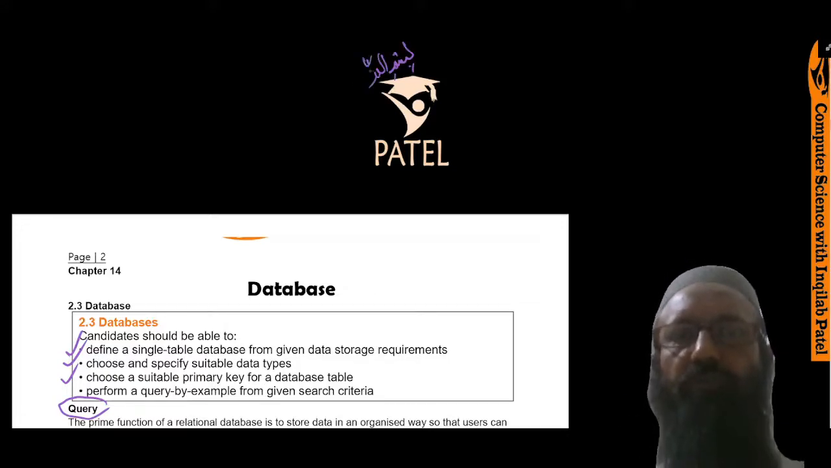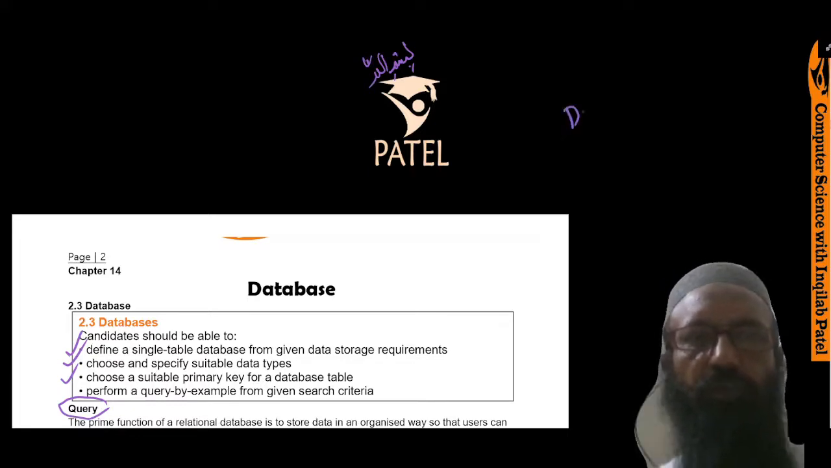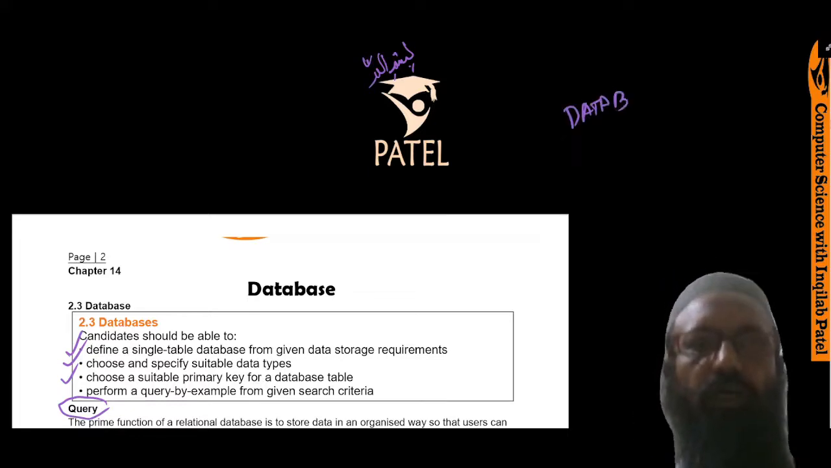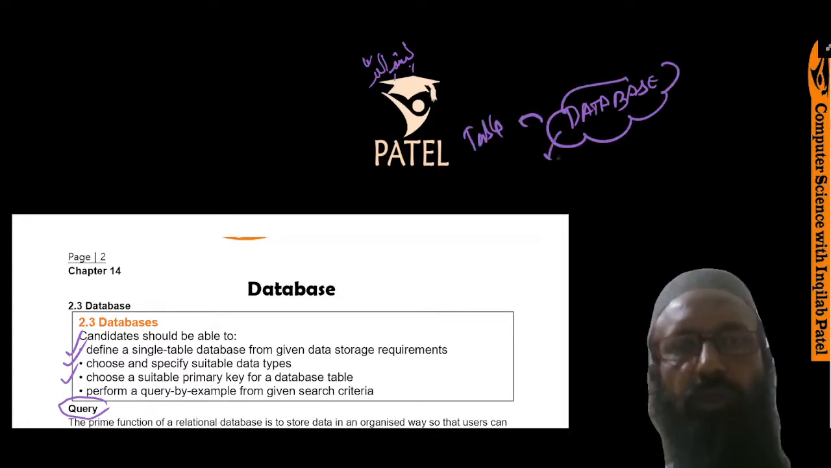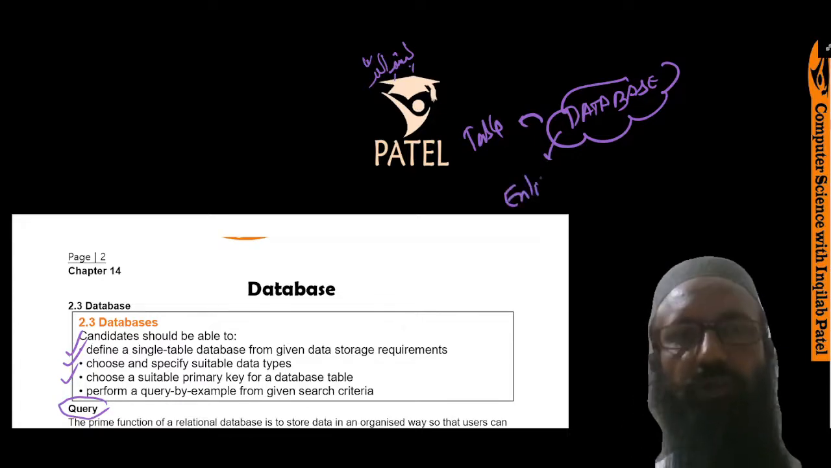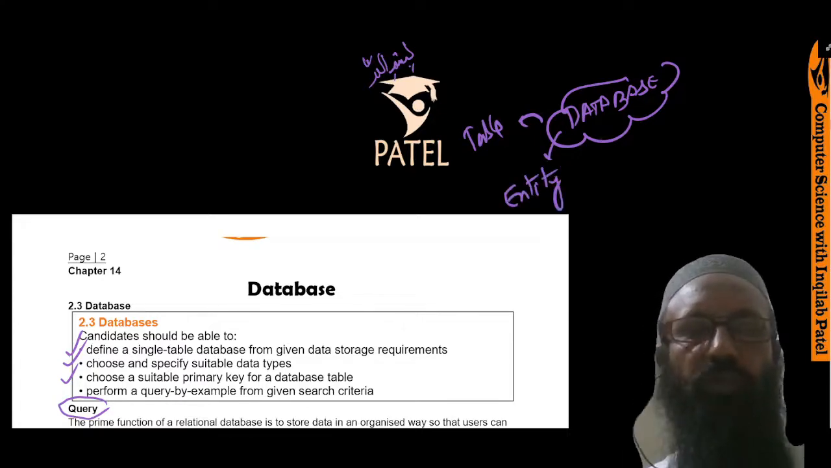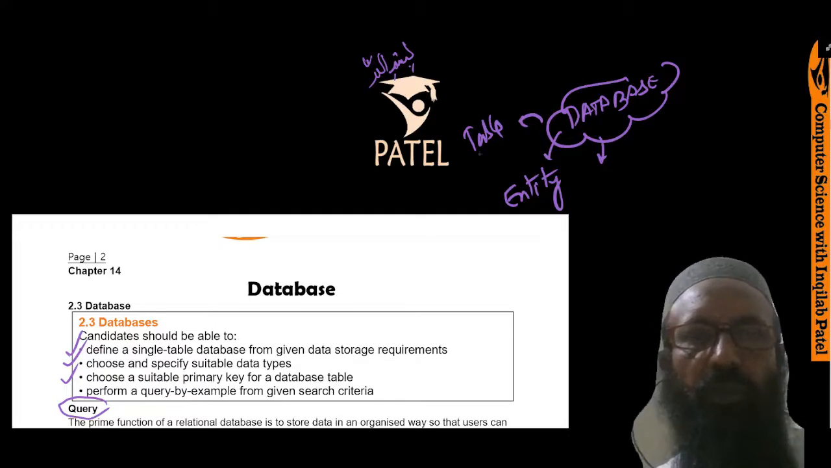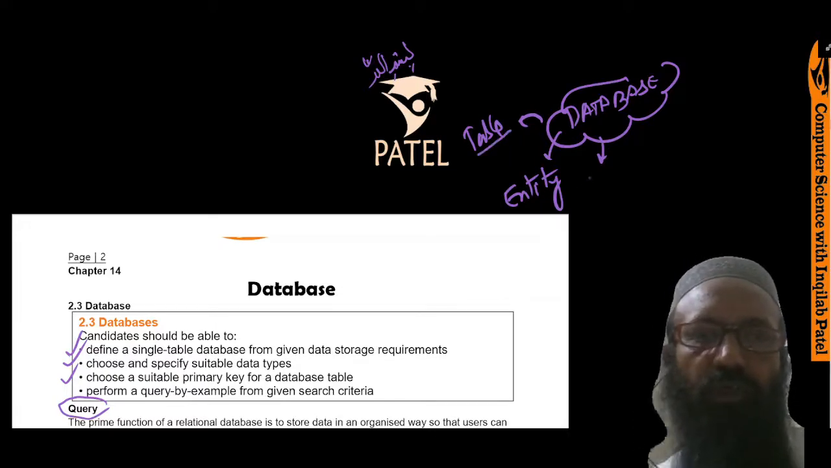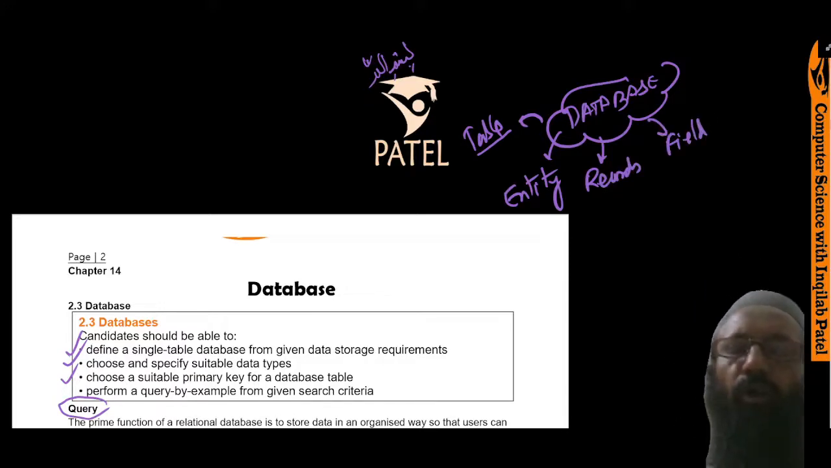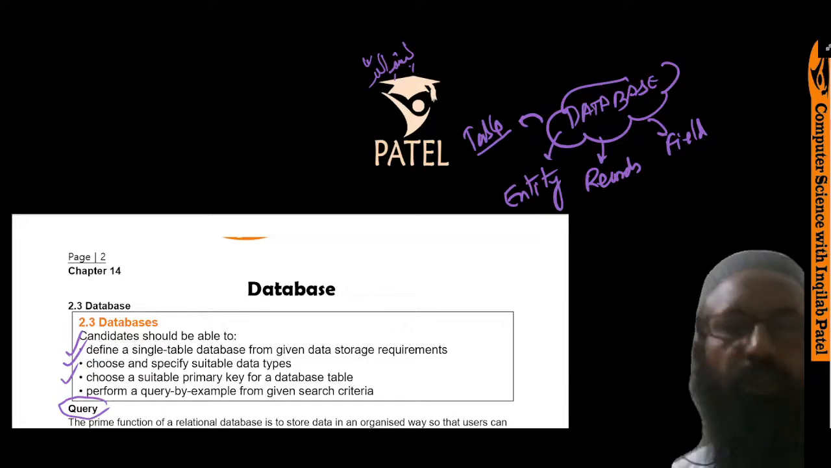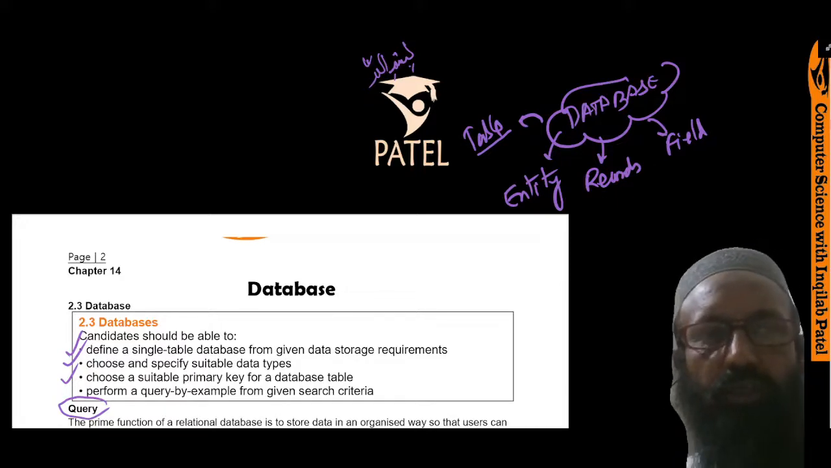We have studied the basic concepts of database, like what is meant by the word table, entity. Entity means the object about whom we are storing data. Table is a collection of rows and columns, records, fields. Field is a piece of data, and all fields related to each other are known as a record.